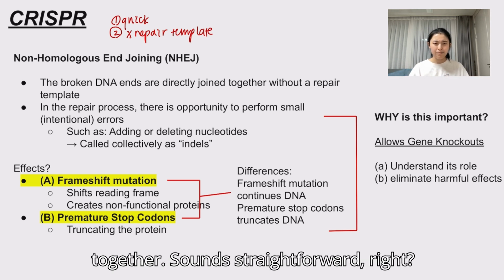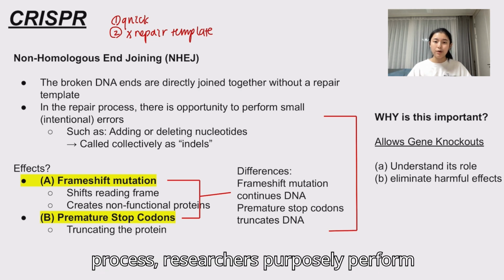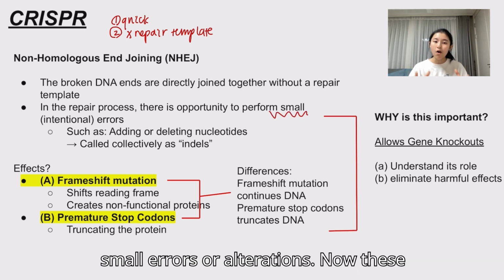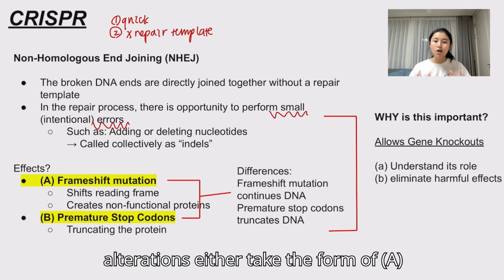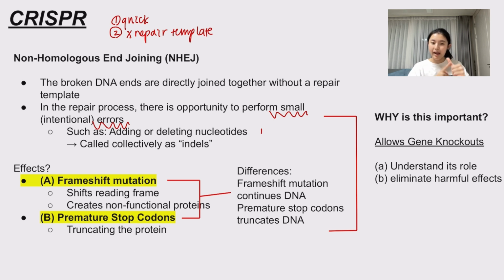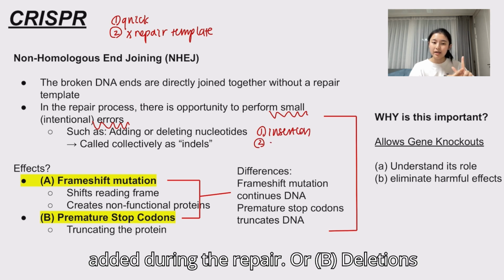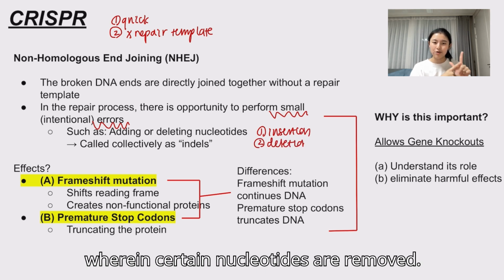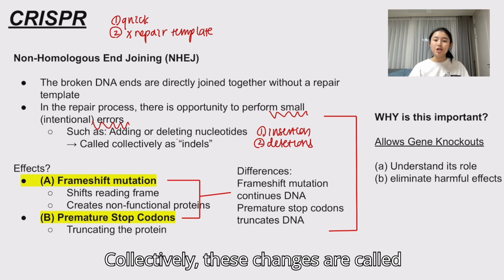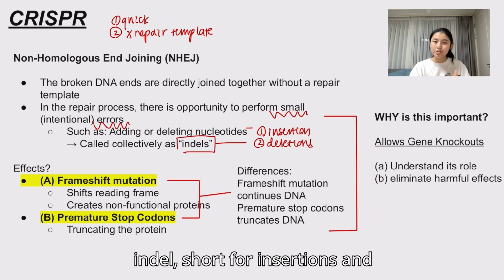Sounds straightforward, right? But here's the catch. During the repair process, small errors or alterations are often introduced, which researchers exploit purposely. Now, these alterations either take the form of A, insertions, where extra nucleotides are added during the repair, or B, deletions, where certain nucleotides are removed. Collectively, these changes are called indels, short for insertions and deletions.